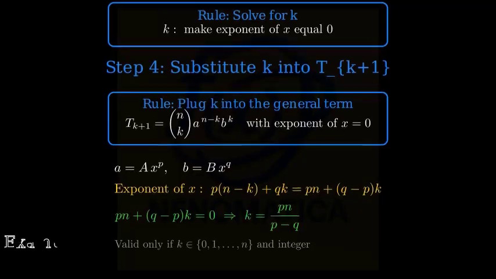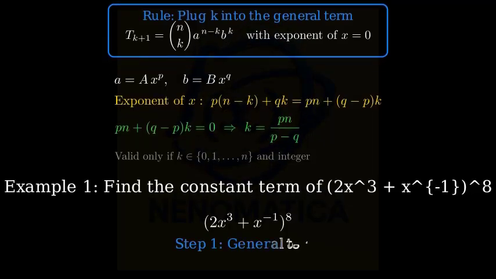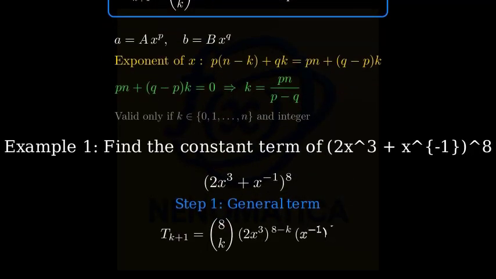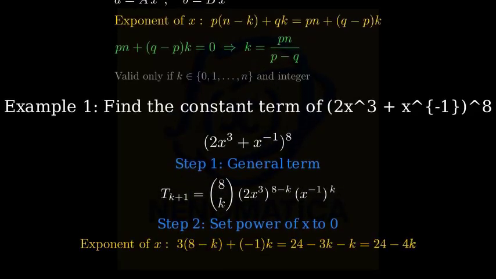Example 1. Find the term independent of x in (2x cubed plus x to the minus 1) to the 8. We will follow steps 1 through 4 exactly.